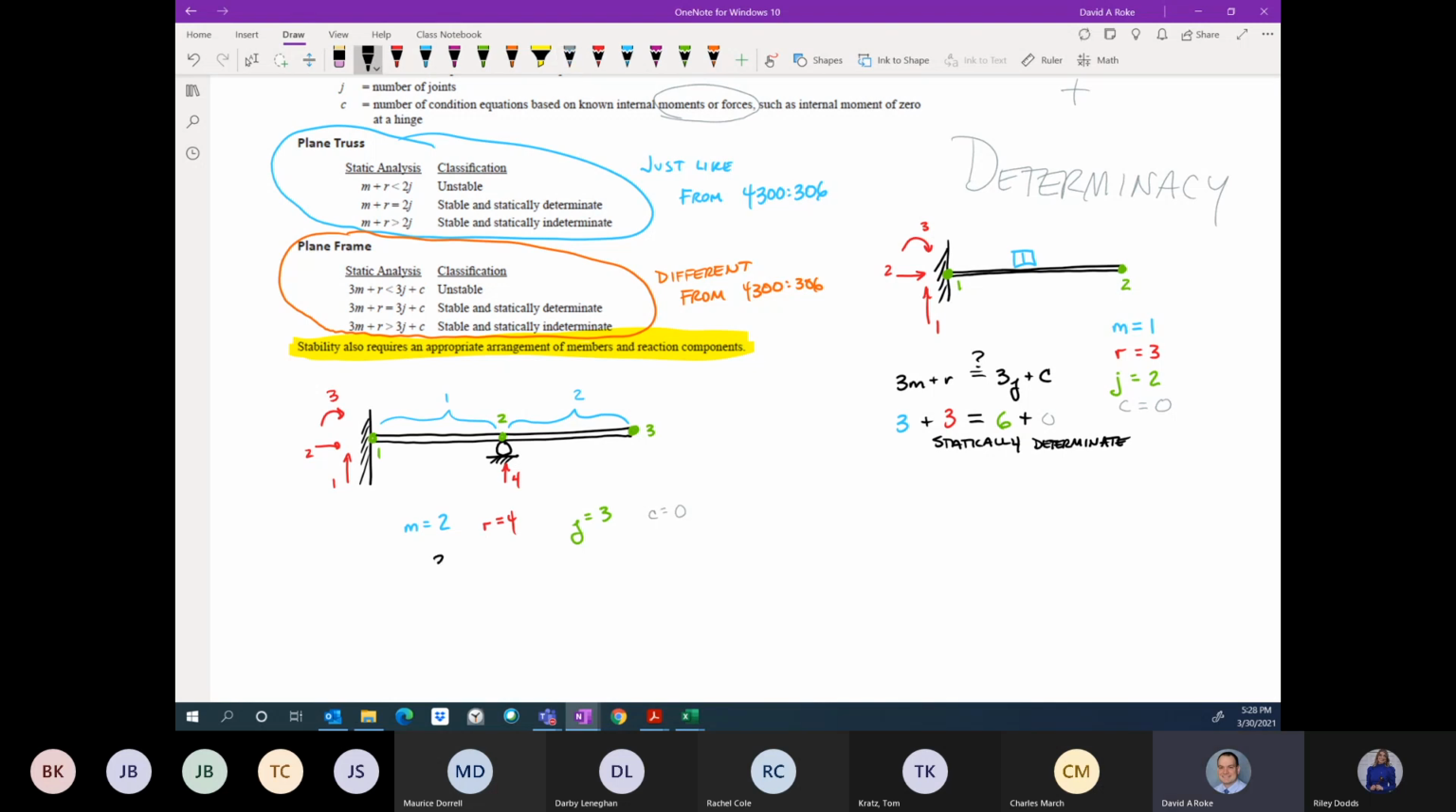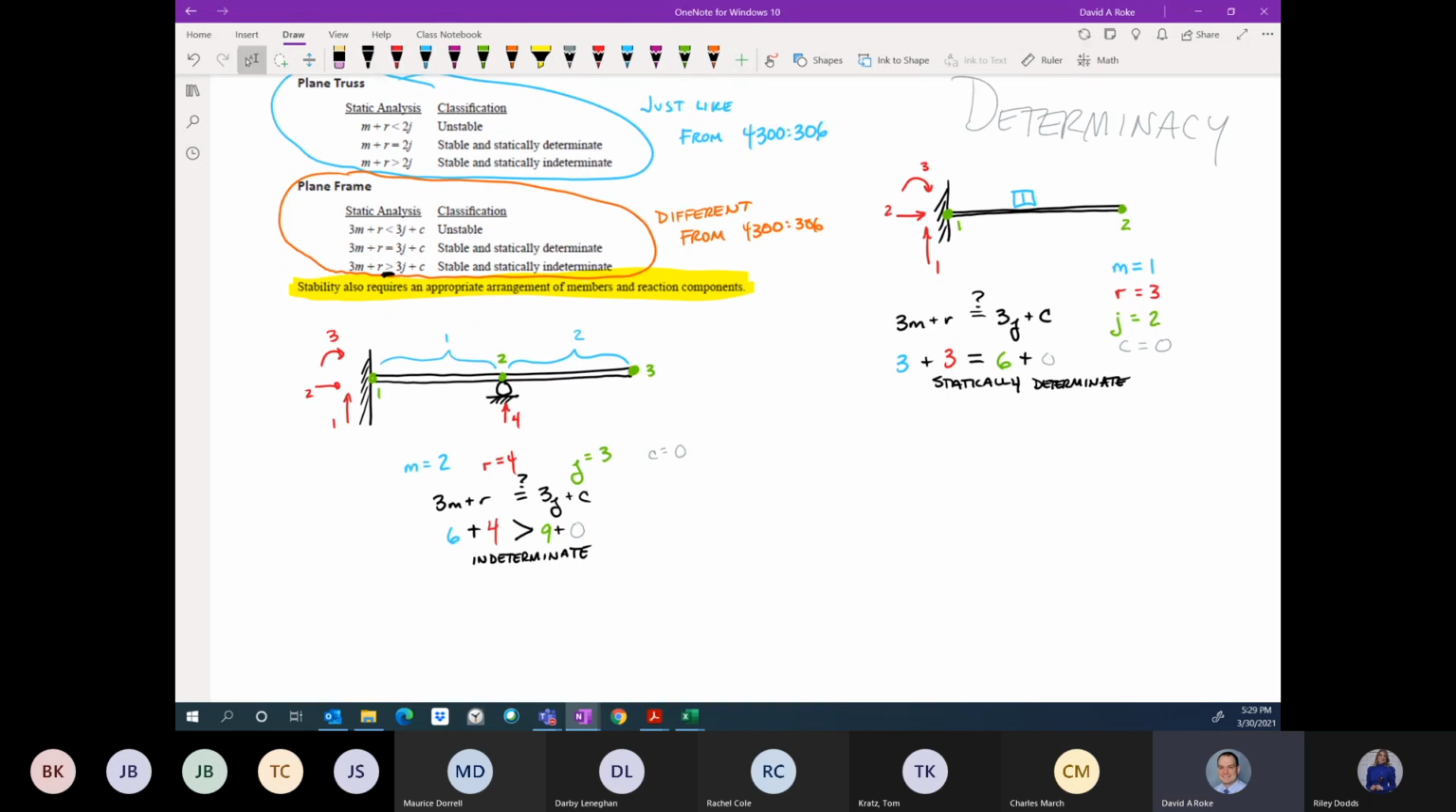All right, so again, 3m plus r is compared versus 3j plus c. 3m is 6, r is 4, 3j is 9, and c is 0. 6 plus 4 is greater than 9 plus 0. So this is indeterminate, because we're in the greater than territory. And of course you realize this because we have 1 support reaction that we don't need. It's extra.